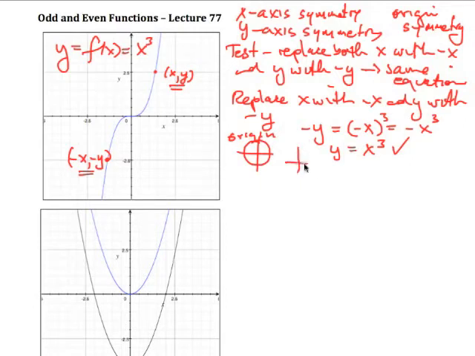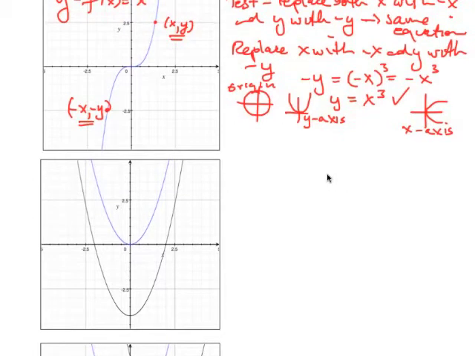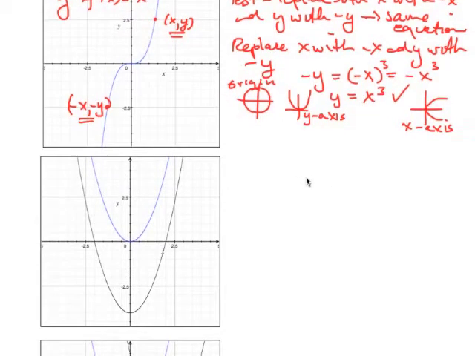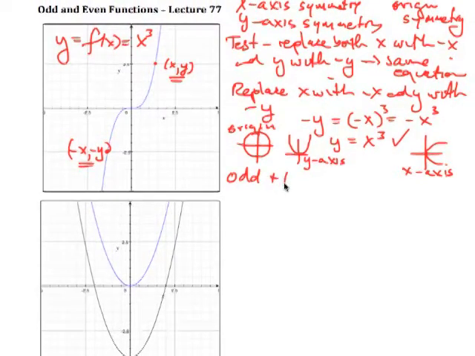So we've so far seen origin symmetry here. We've seen this is y-axis symmetry. And of course we've seen that if we have this and this, we have x-axis symmetry. So these are special functions that have these kinds of symmetries. Now, this leads us to what we call odd and even functions.